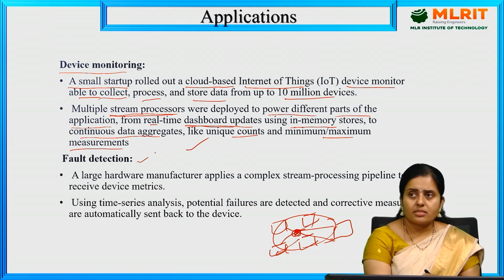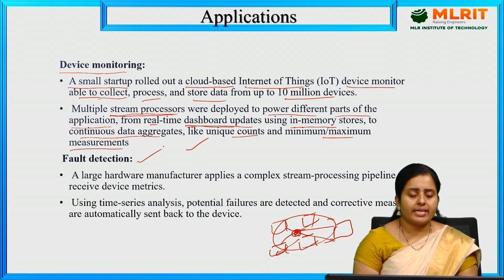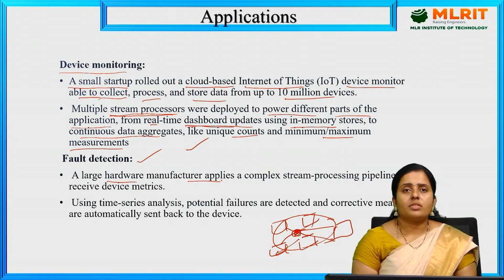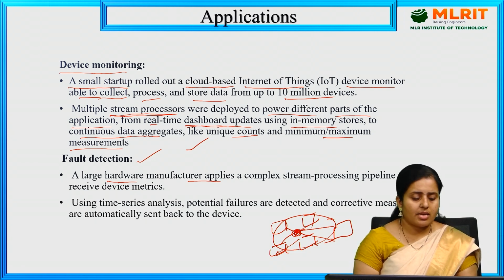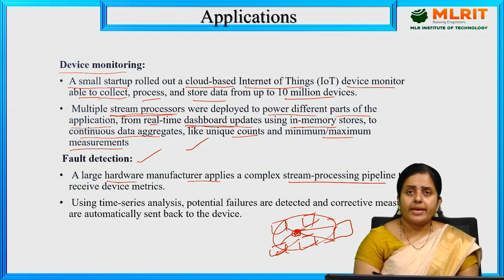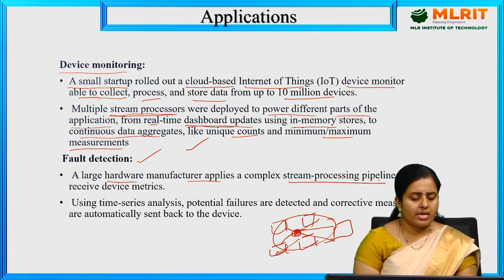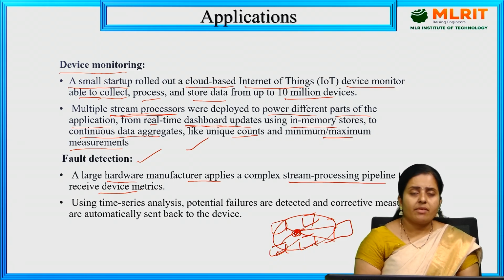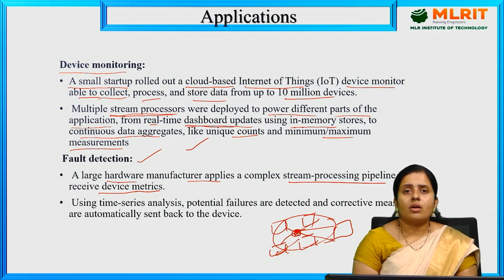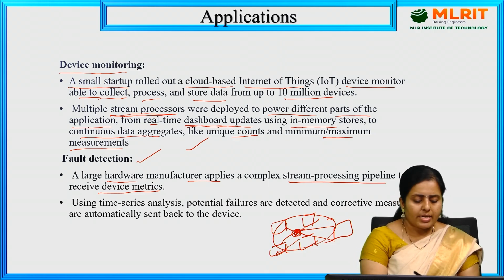Next, as a second application, we are going to learn about fault detection. A large hardware manufacturer applies stream processing. One well-known manufacturer has hardware which involves a large number of components and a complex stream processing pipeline. Through the stream processing pipeline, those devices receive data, device metrics. Metrics is nothing but measurements. This well-known hardware company works through stream processing pipelines for data measurements using time series analysis.